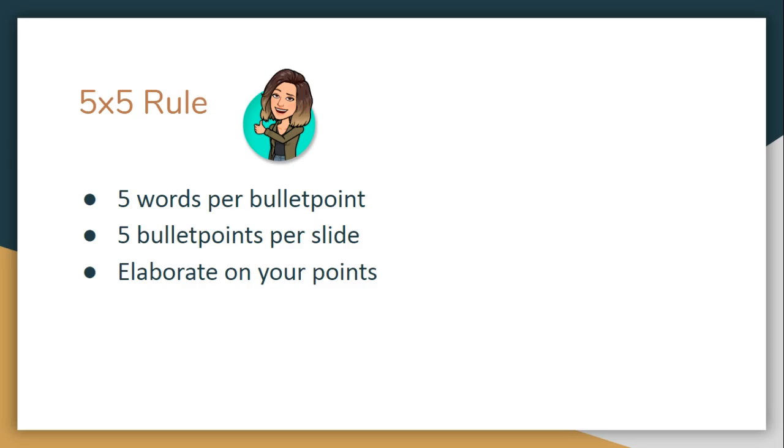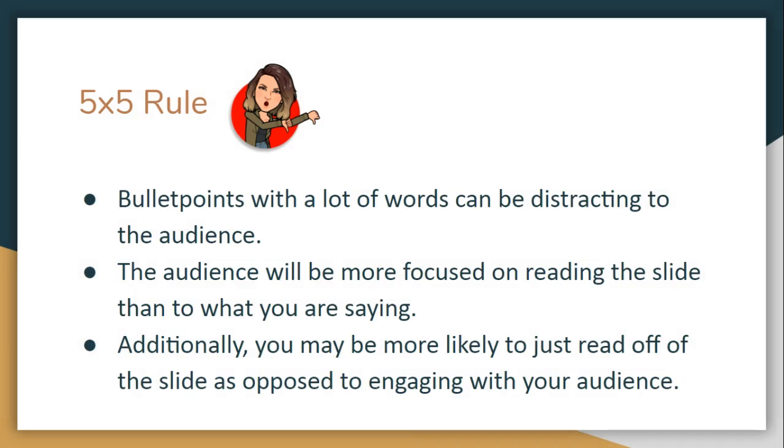Now, the 5x5 rule is just kind of a general guideline, but if you need 3 bullet points, awesome. You're still within that 5x5 rule range. If you only need 2 words to say what you need to say, then only use 2 words. Because what can happen is the bullet points with lots of words can be distracting. We're more focused on reading, and you are more likely when you are presenting to just read off the slide as opposed to engaging with your audience.